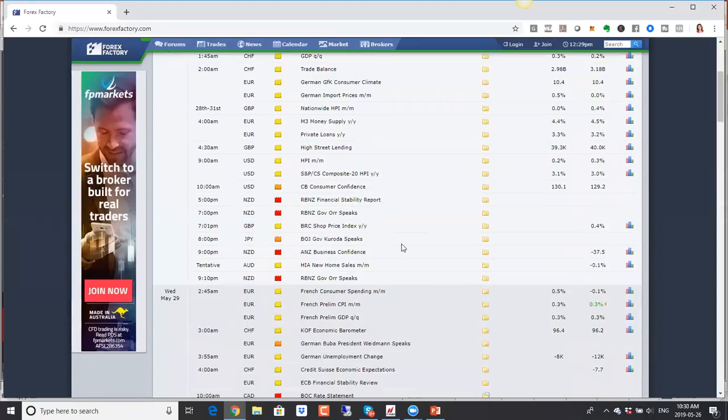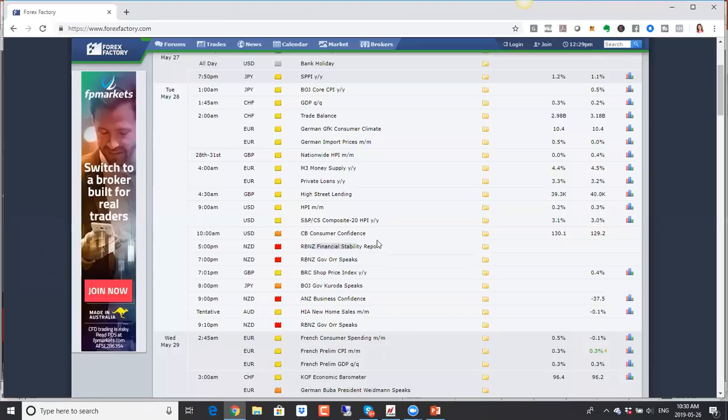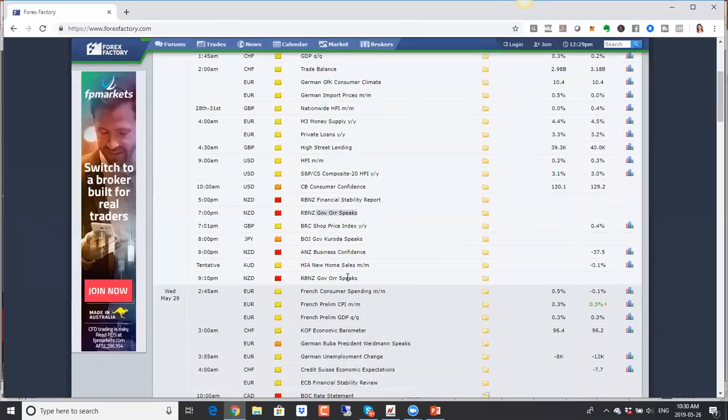Tuesday here, we have Reserve Bank of New Zealand financial stability report, as well as Governor Orr speaking. So Reserve Bank of New Zealand cut their interest rate last time. So if they continue on with the same type of commentary where they are concerned about the economy, this could have a negative impact here for New Zealand dollar. So watch out for that.